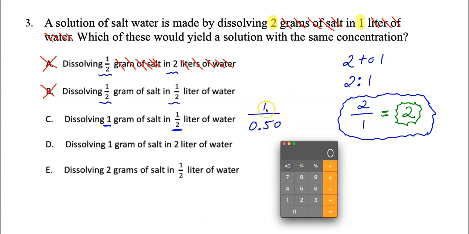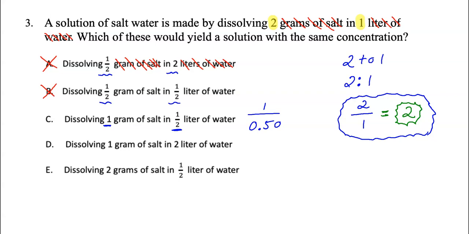I hit clear. So 1 divided by 0.50. Hit enter. Yay, I get out a 2, right? That matches up with this, and C is my answer. And I'll write that down. So when I divided this, I got out a 2, which matched up with this. Therefore, C has to be the correct answer.